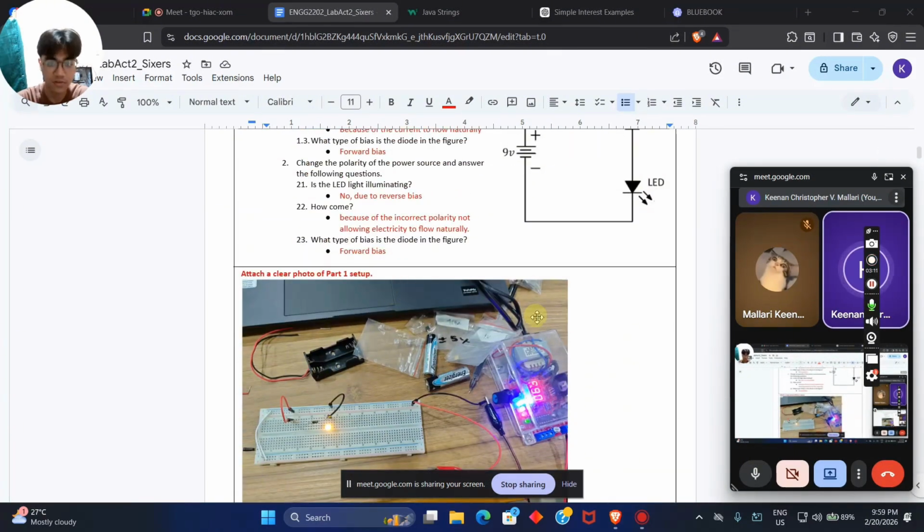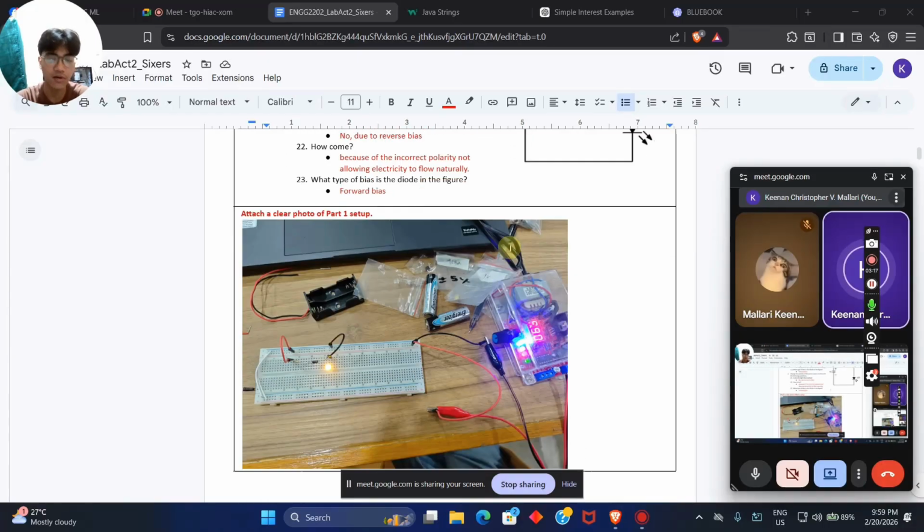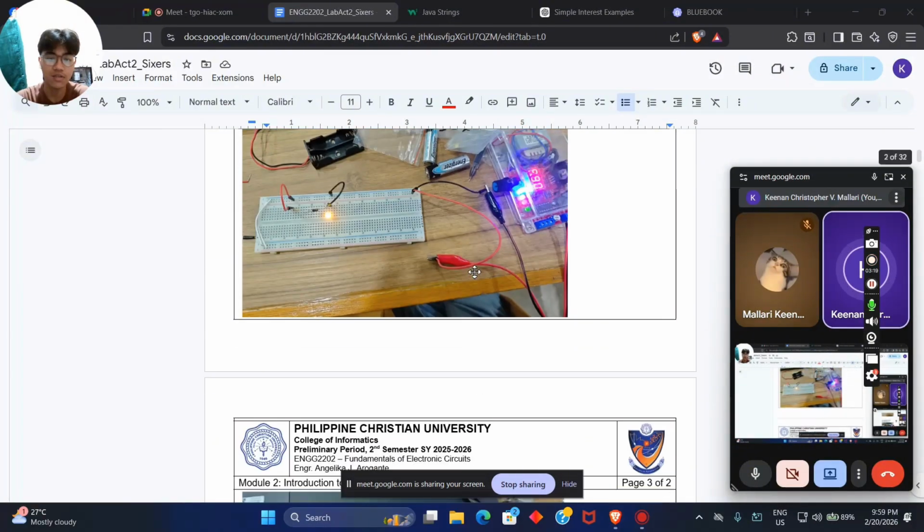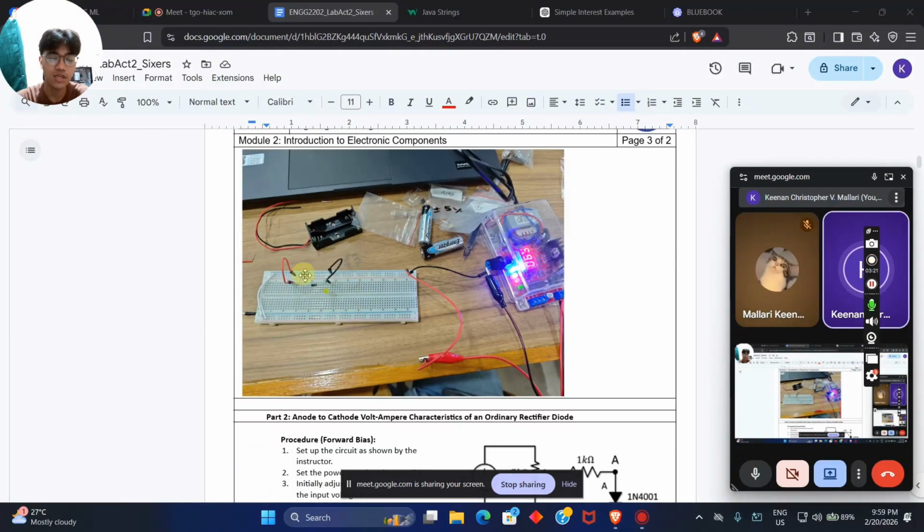That's the brief answer. How come? As I've explained, due to incorrect polarity of the wirings, the LED wasn't able to light up because there wasn't a natural flow of electricity or current.